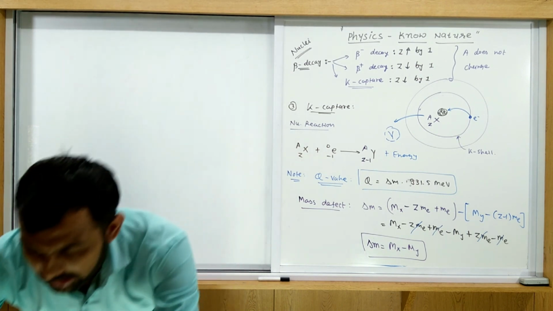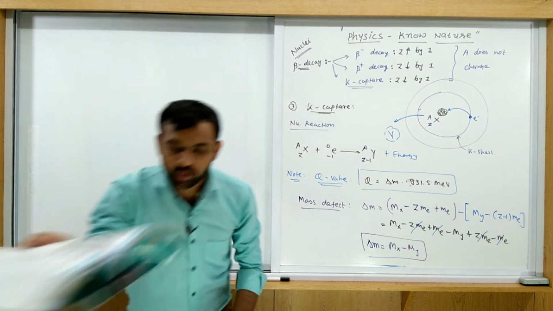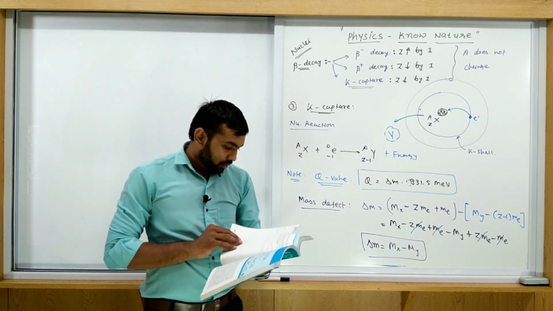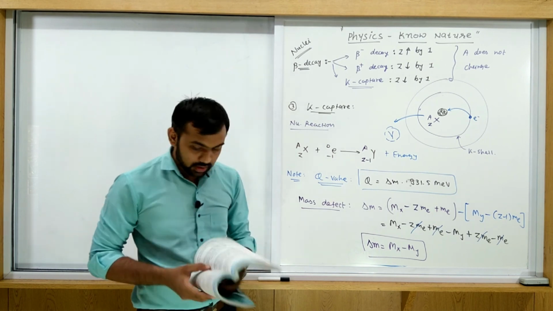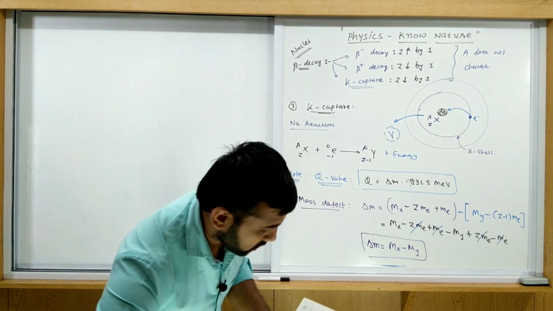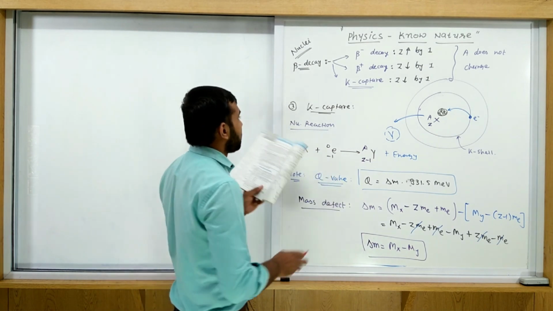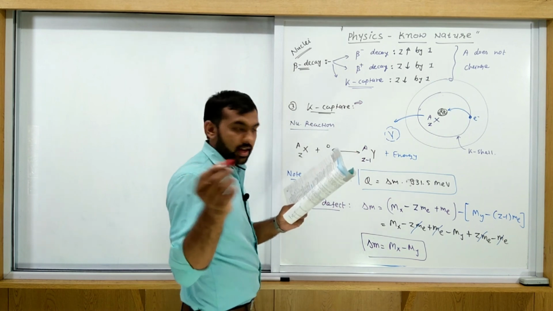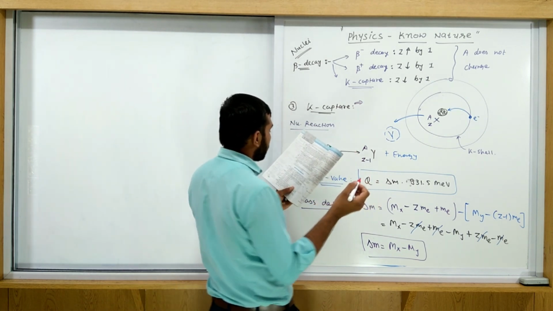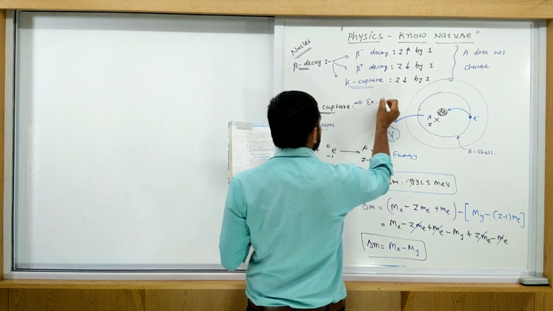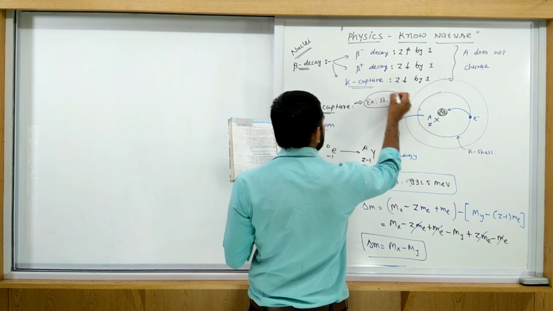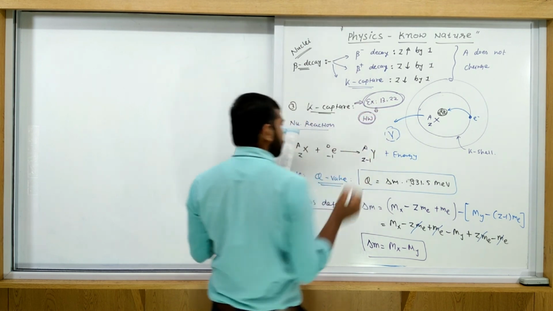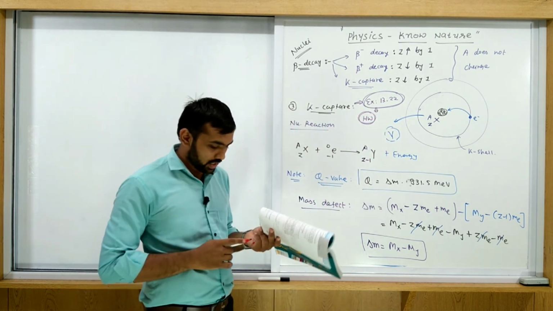This type of example is given in our textbook, the K capture example. All of you try to solve this example from the textbook. Write down, this is the exercise, example 13.22. This is homework. Try to solve this problem by yourself. If any doubt, then ask me later on.